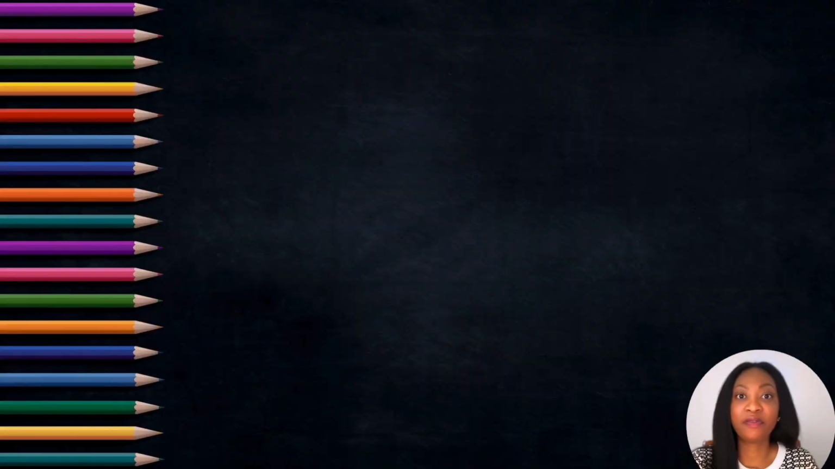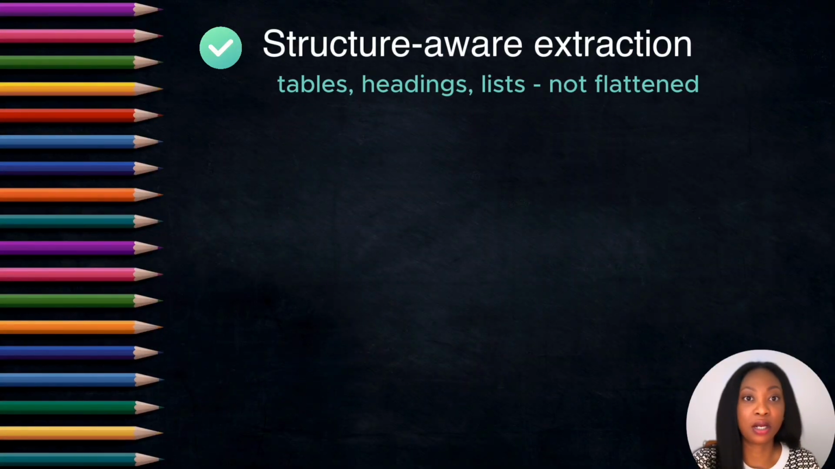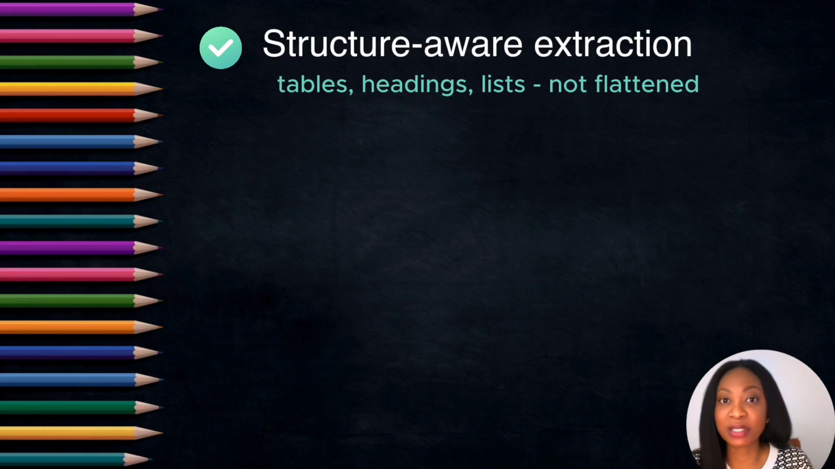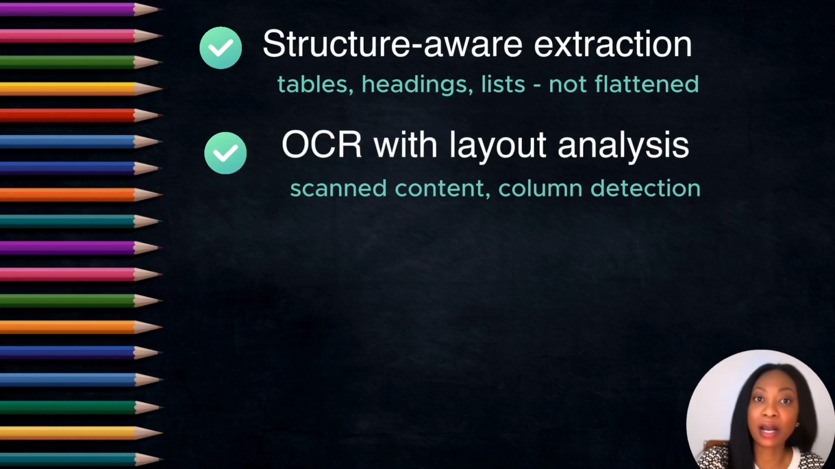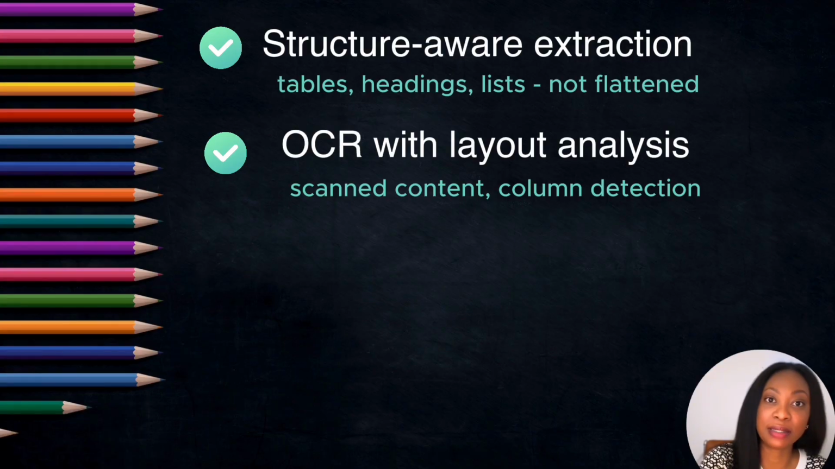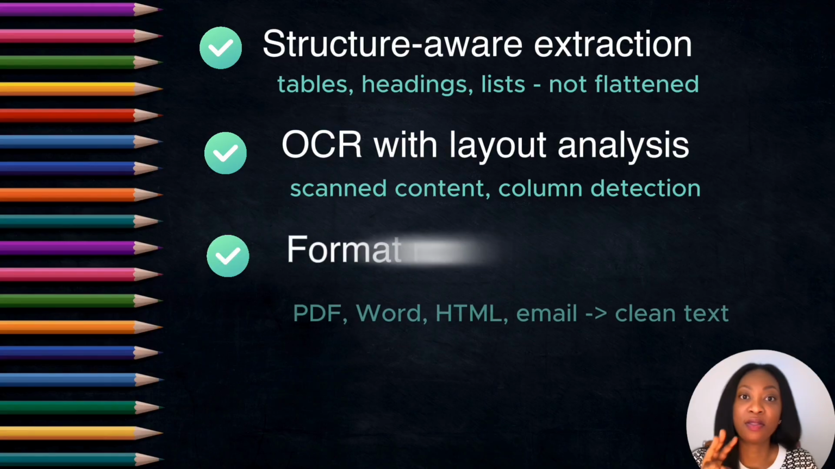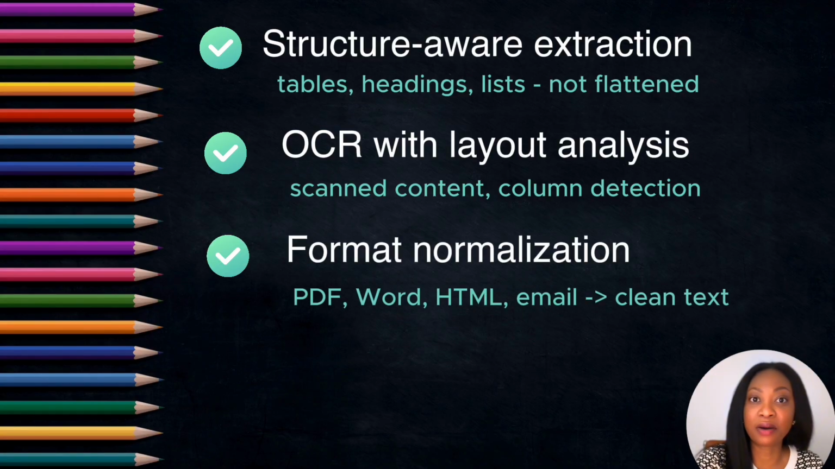Production ingestion needs to do 4 things well. First, structure-aware extraction. Not just pulling text, but understanding document layout. Tables preserved as tables, headings recognized as headings, sections kept intact. Second, OCR with layout analysis for scanned content. Not just character recognition, spatial understanding. Third, format normalization across everything you are ingesting. PDF, Word, HTML, email, whatever your sources are.